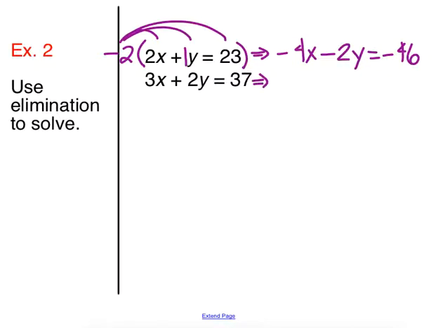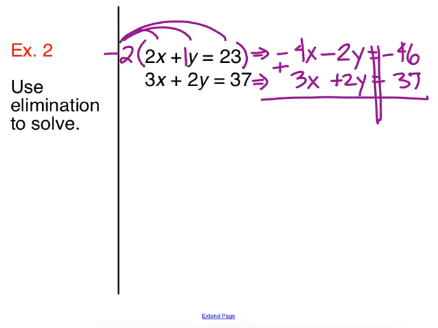My second equation I'm just going to slide over. 3x plus 2y equals 37, because I see now I've got opposites. And now I'm going to add my equations and see what's left over. So -4x plus 3x is -1x. -2y plus 2y is eliminated. -46 plus 37 is -9.